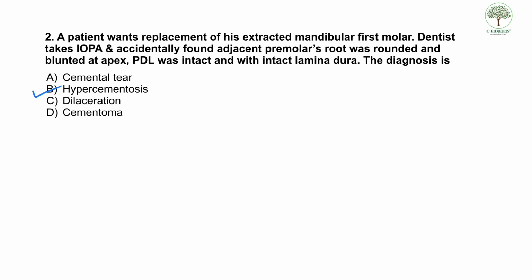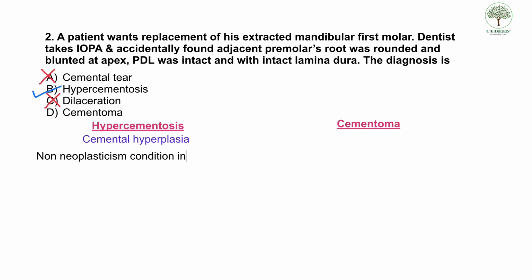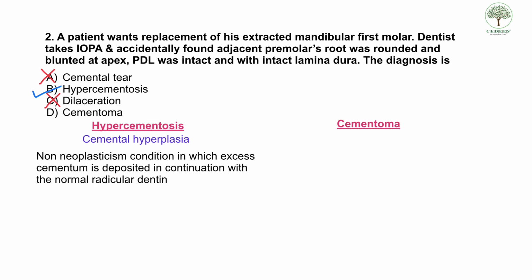Now, the moment you look at the options, we know option A, cemental tear, and C, dilaceration, are immediately ruled out. So it is between cementoma and hypercementosis. So let's understand why we've gone with hypercementosis. Hypercementosis is simply cemental hyperplasia. It is a non-neoplastic condition in which excess cellular cementum is deposited in continuation with the radicular dentin. Whereas cementoma or cementoblastoma is an odontogenic tumor with proliferation of cementoblasts that results in formation of a large mass of cementum or cementum-like tissue on the tooth root.